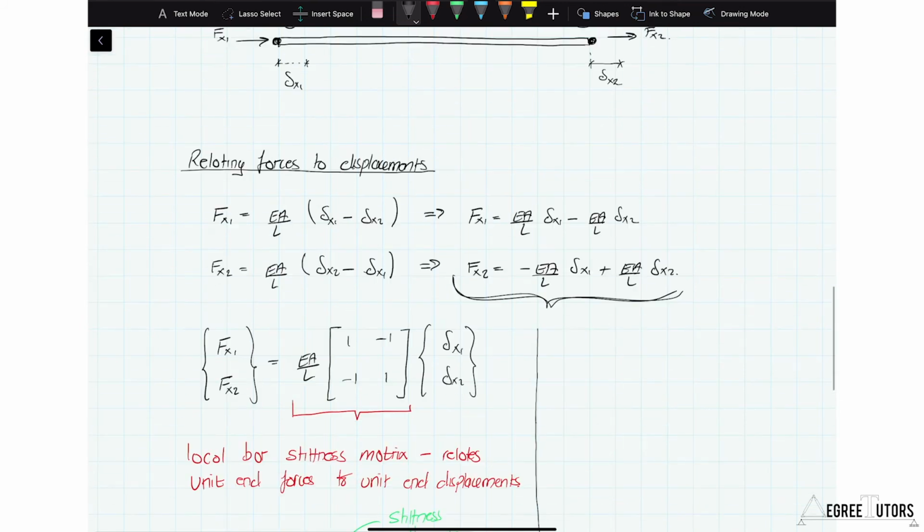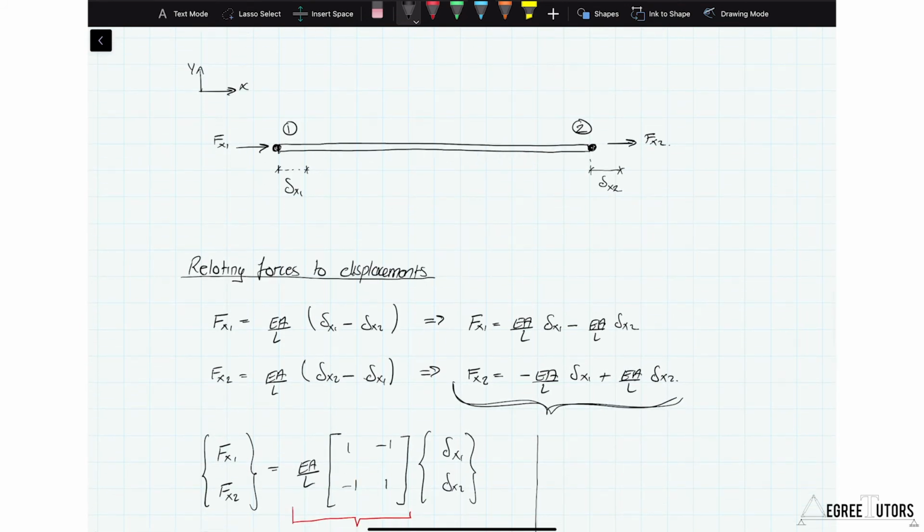We've got two displacements, right? We come back to our bar here. We've got two displacements, delta x1 and delta x2. And as I said, this bar is usually part of a larger structure, and there's other elements connecting to node 1 and there's other elements connecting to node 2.